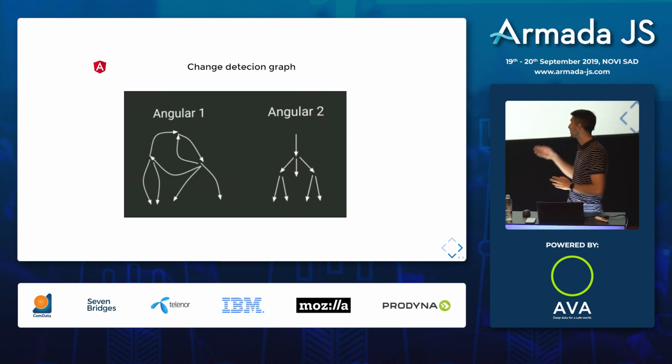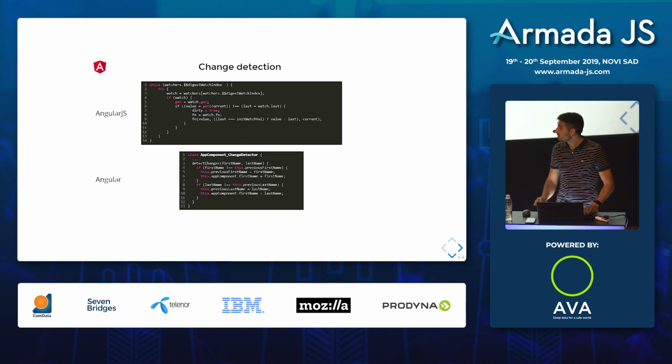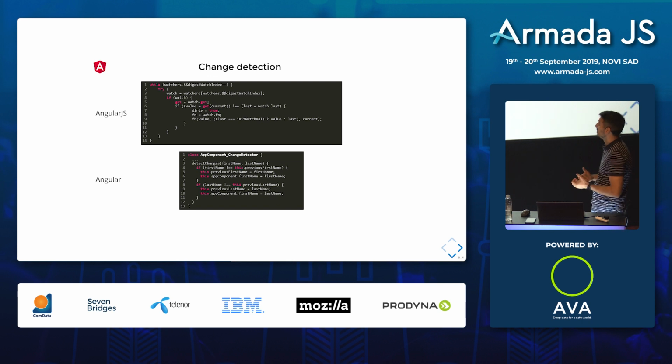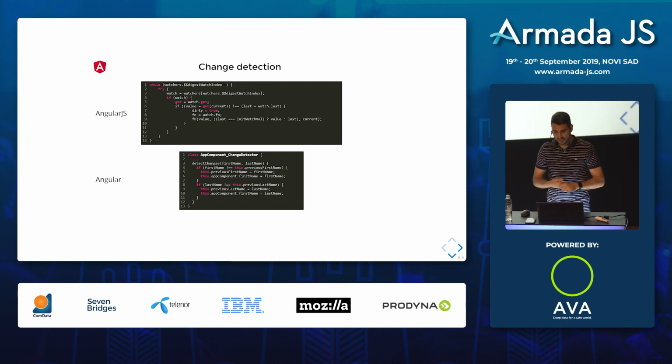In Angular 2, they have a straight tree graph. Changes always go from top to down. So this is how change detection is done. We just saw this is the digest cycle, which gets the value, compares and updates the DOM. And this is fine. It evaluates that getter every time in every iteration, and that is something that JavaScript doesn't like. It can't optimize that in a very efficient way when it runs it.